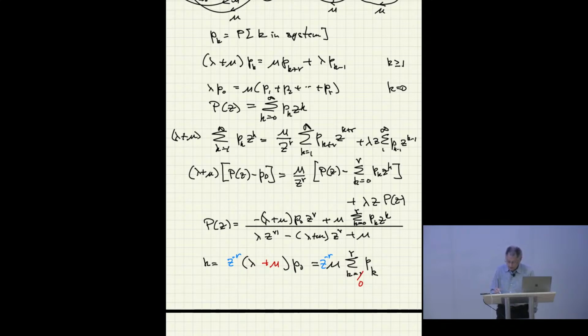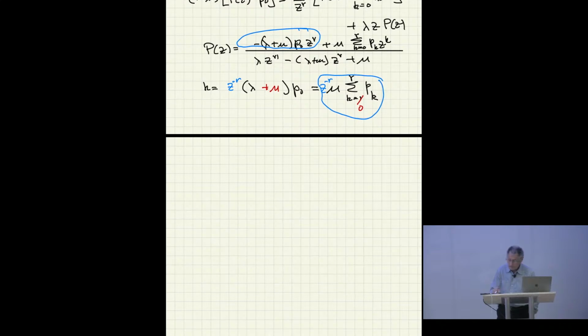I've got this funny term here, which is equal to a sum. So I'm going to take advantage of that and finally write the equation as follows. That P of z is equal to the summation k equals 0 to r minus 1 of pk times the difference z to the k minus z to the r.